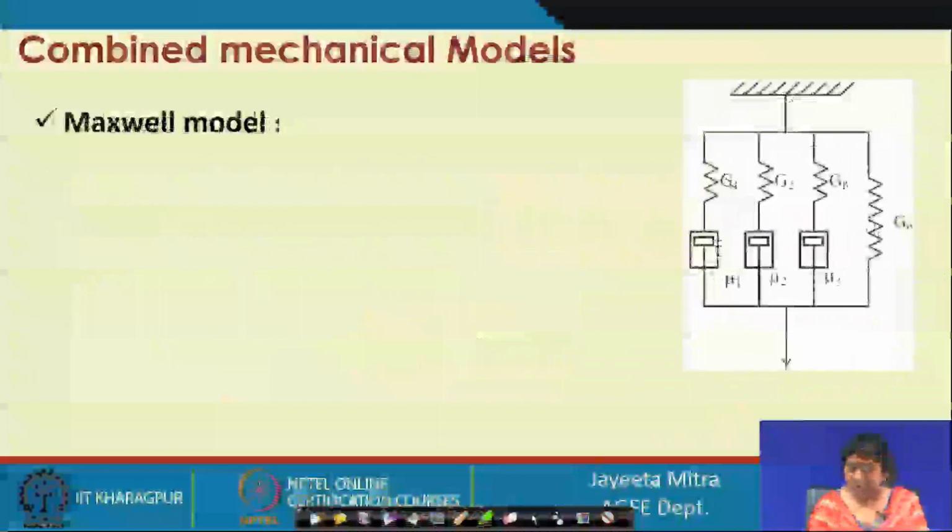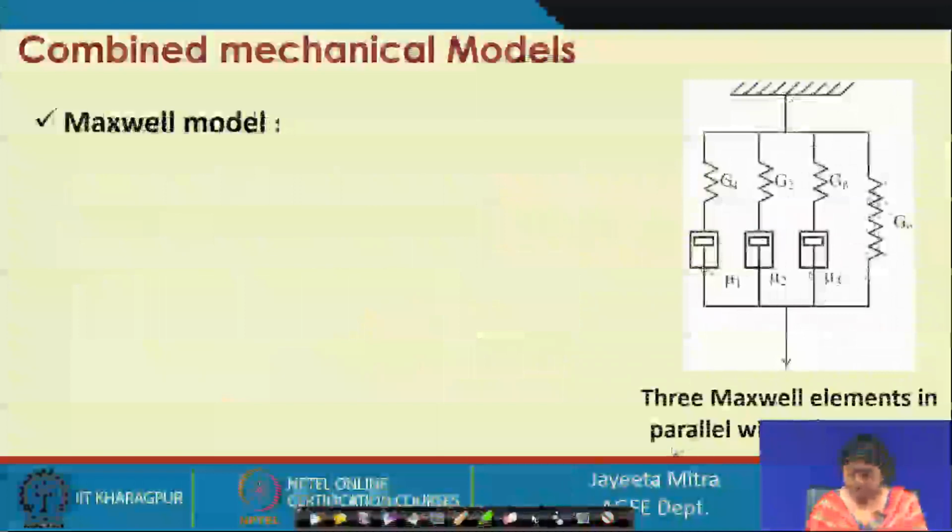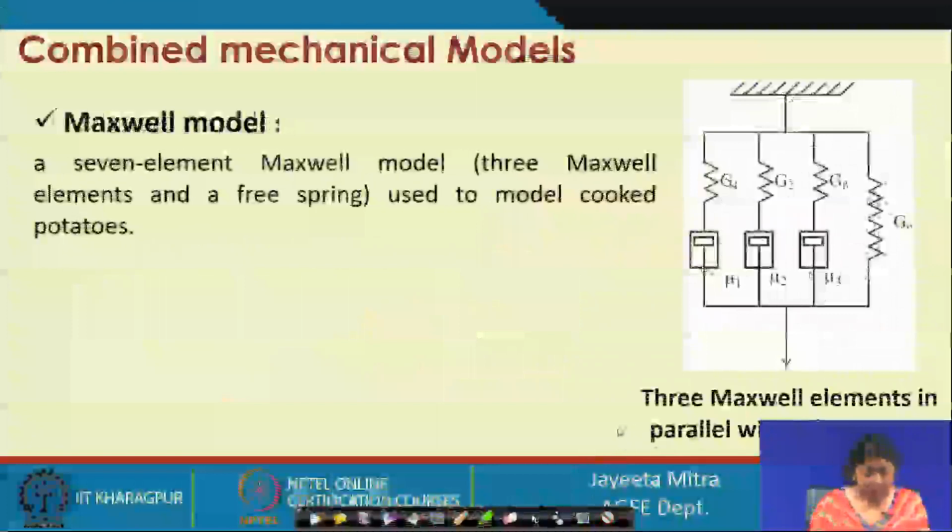So, the generalized Maxwell model, where we have added 3 Maxwell components here, which is 6 elements plus 1 spring because of the equilibrium stress. So, total 7 elements are there in this generalized model. This model has been used to express the behavior of cooked potatoes.